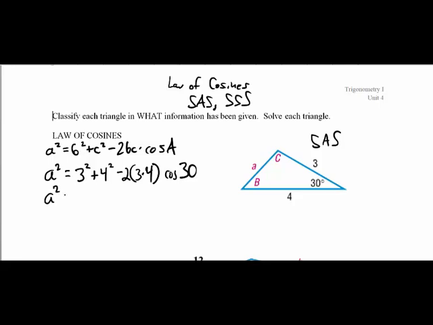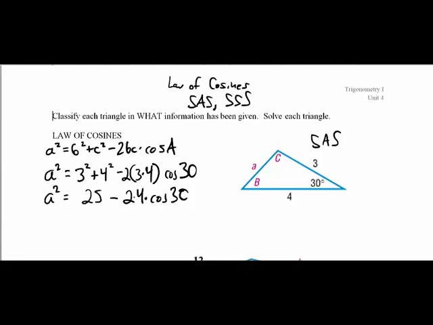Alright, so let's do some algebraic simplification. Here we have 9 plus 16, which is 25. Here we have 2 times 3 times 4, which is 24, and here I have cosine 30. Now I want you to think to yourself, what would you do next? This is a critically important step. There's a common mistake that's made when people see the 2 whole numbers here, and they say to themselves, well, shoot, that's awesome, this is 25 minus 24, so that would be 1. And that would be incorrect.